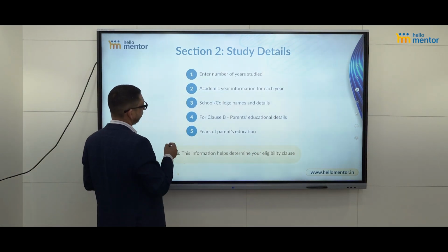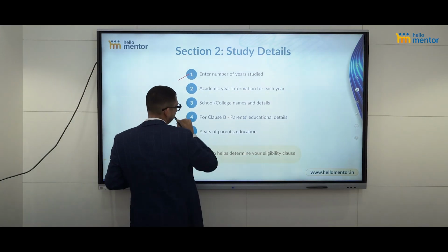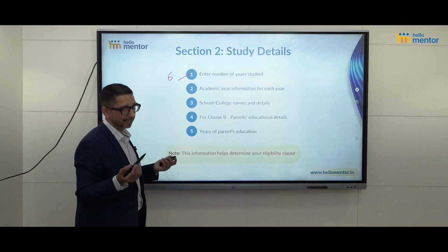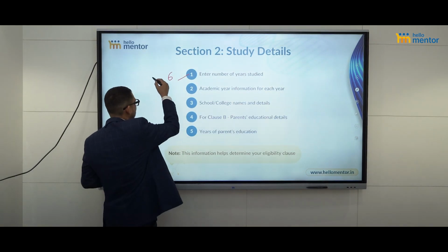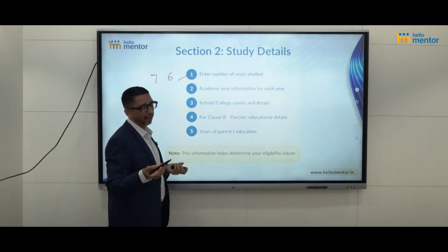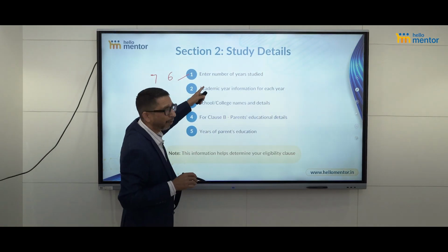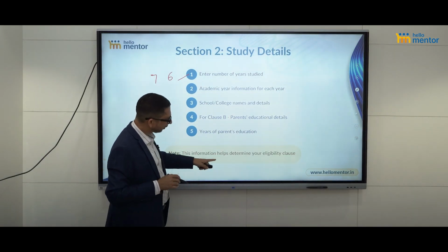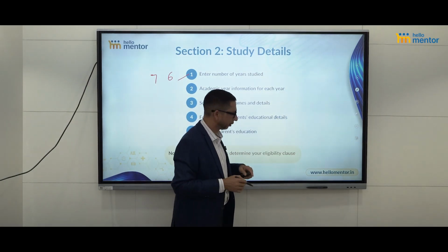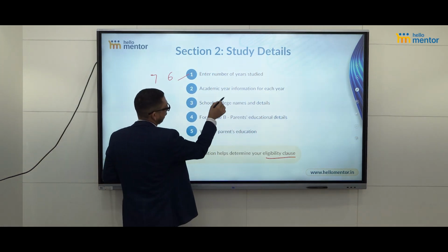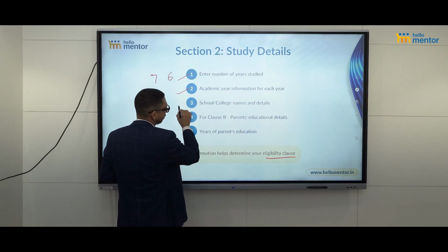Study details: enter the number of years studied, how many years you have studied there. Suppose you studied for 6 years, then are you eligible for clause A? The answer is no. If you studied for 7 years but you did not study 10th or 12th, are you eligible for clause A? The answer is no. So this is for identifying. This information helps determine the eligibility clause. For clause eligibility, you will understand. So enter the number of years, academic information of each year, school, college names and details.